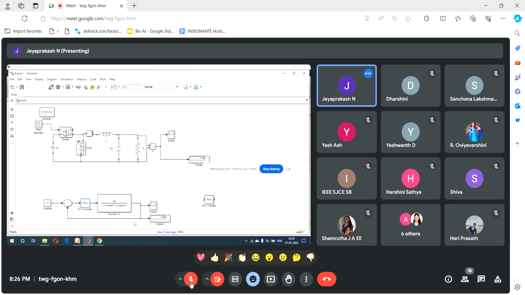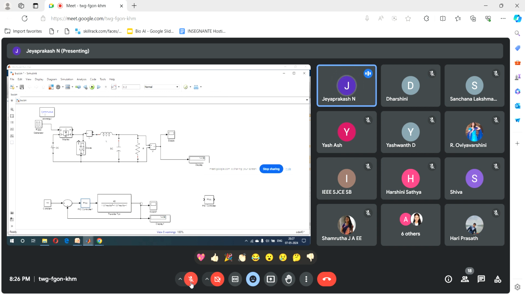Now we know that a closed loop system means we compare the output voltage to the reference voltage. Here I am taking my set point, or reference, as 15 volts. Why 15 volts? Because we are designing a buck converter with an output voltage of 15, so the reference value is 15.